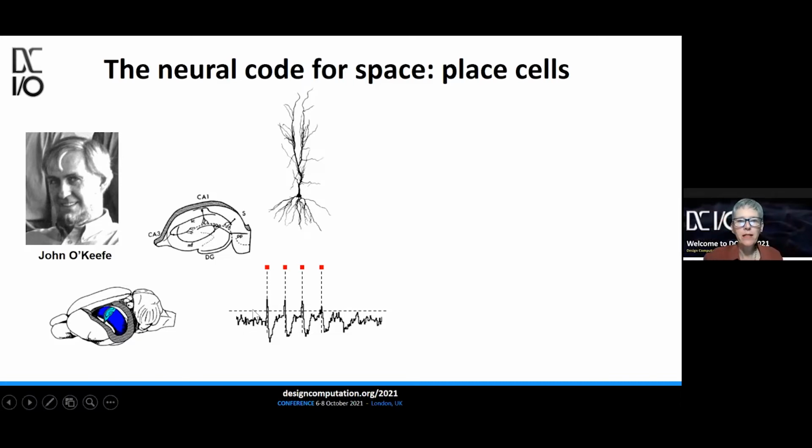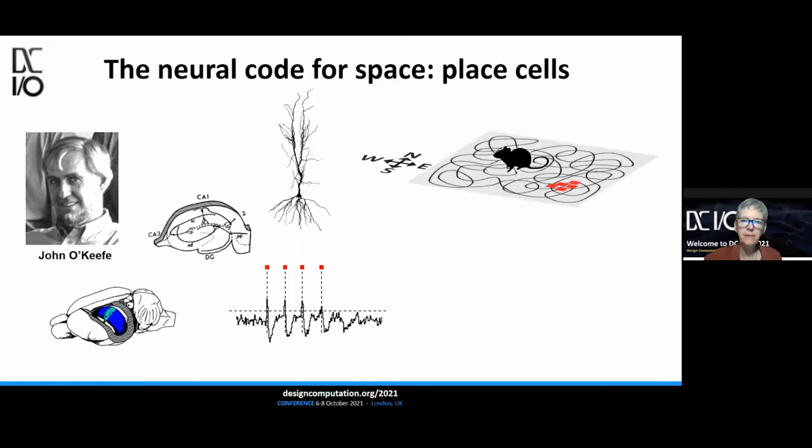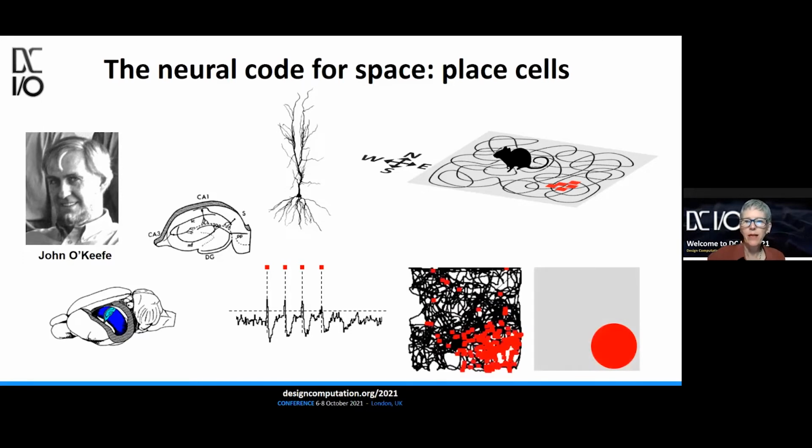What he found was that if you note where each of the electrical impulses occurs as a function of where the rat is in space, in its environment, so if you mark each of the action potentials with a little red square, you can see that they're all congregating in the southeast corner of this tabletop, the surface that the rat was walking around in. And that was a typical finding for one of these cells. Different cells would have different places in the environment where they would like to fire.